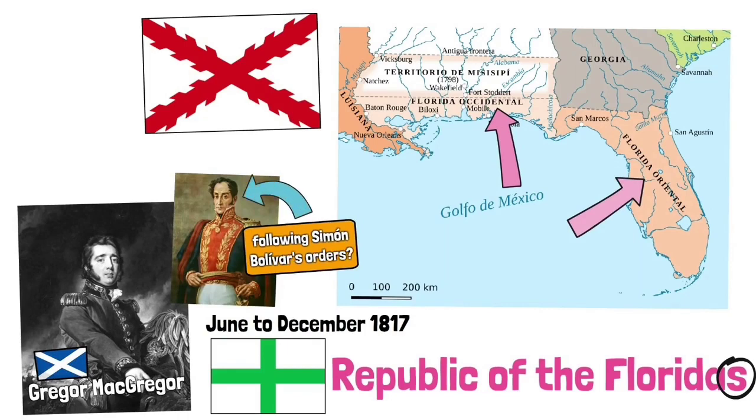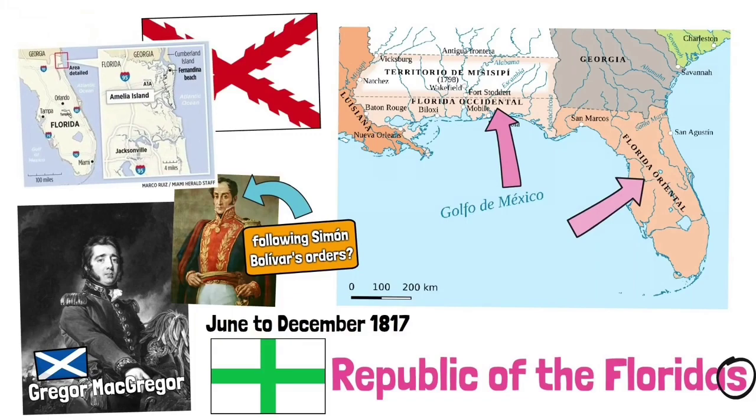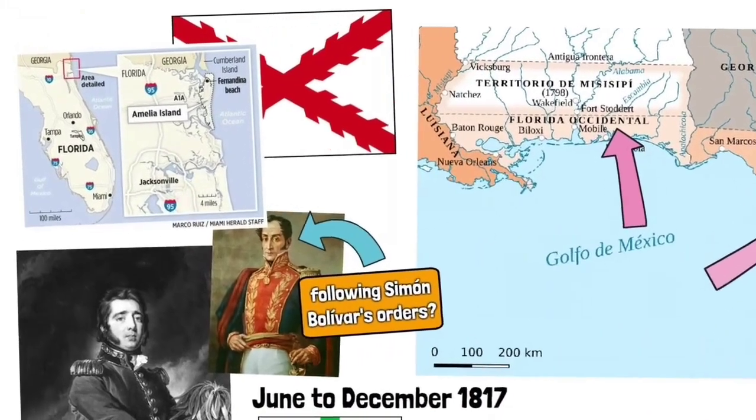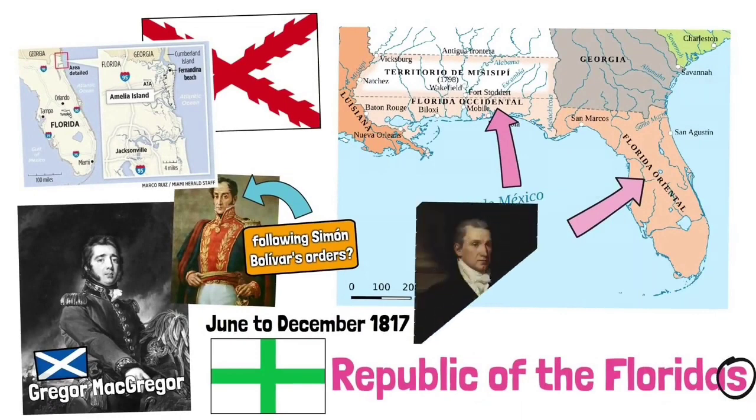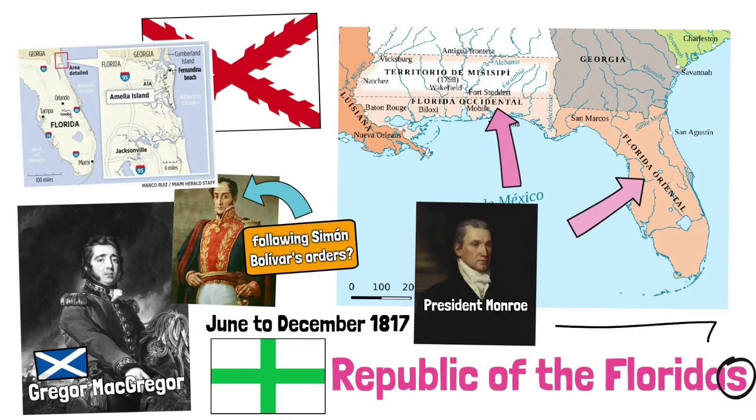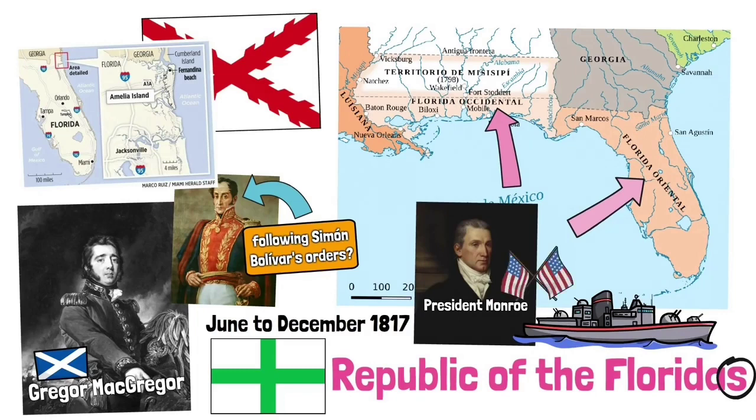But the only area they ever conquered was Amelia Island, raising the Green Cross flag over the Spanish fort San Carlos. But while they rebelled from the Spanish, it was the US who defeated them, fearing they would be a danger. And so, President Monroe ordered the US Navy to put an end to it.